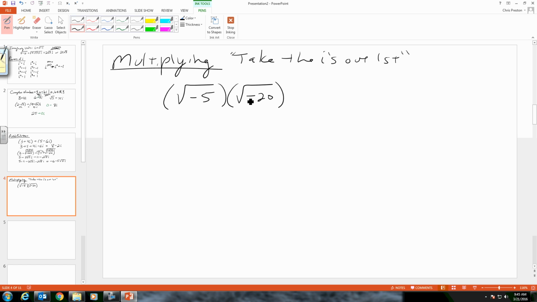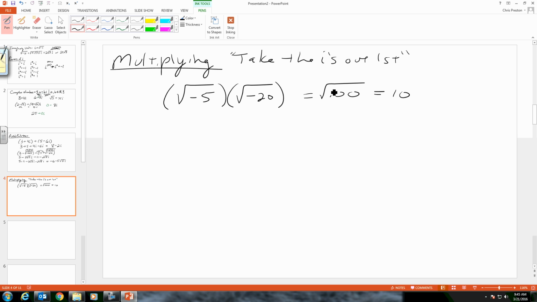And if I were to just multiply these together as is, the way you multiply root statements is you multiply outside parts, so 1 times 1 is 1. You multiply inside parts, typically. Negative 5 times negative 20. So a negative 5 and negative 20 make a positive 100. You get 10.